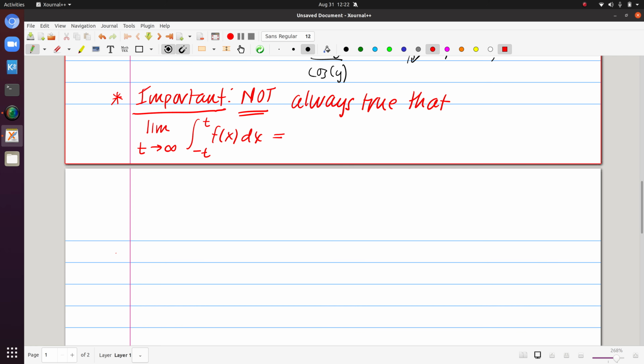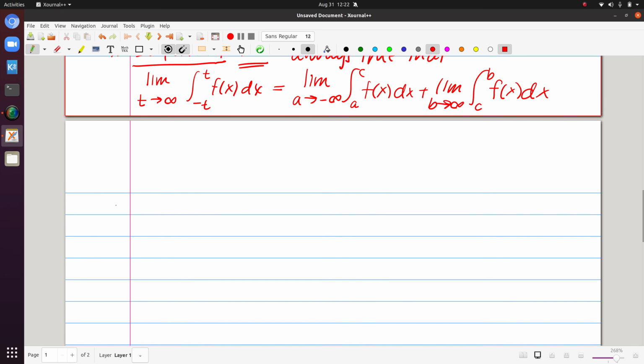It's not always true that that's equal to how we defined the integral from minus infinity to infinity, that you break it up from a to c and let a go to minus infinity, and add to that the integral from c to b and let b go to positive infinity. So this is important. We don't want to do what's on the left.